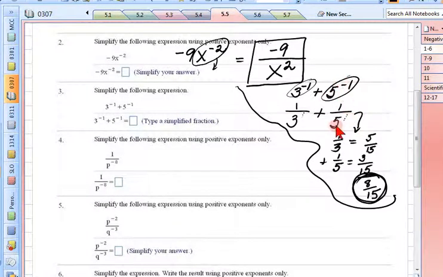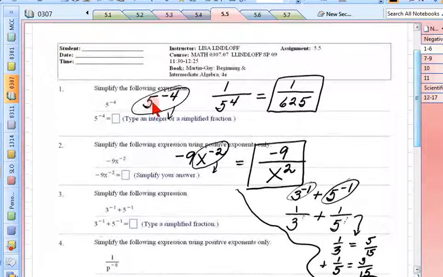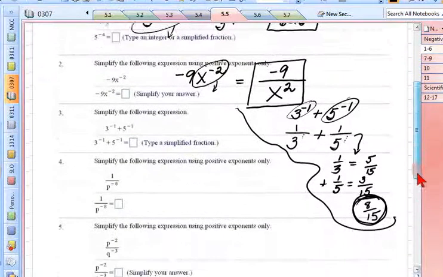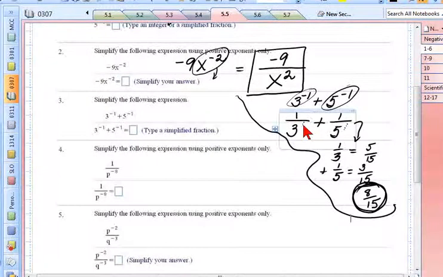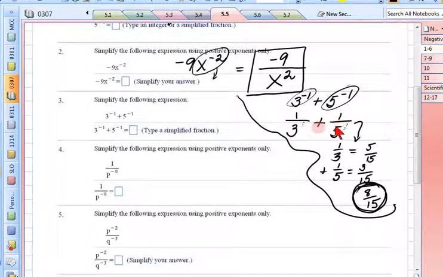When you move it to the bottom and it appears as if there's nothing left on the top, there's really a 1. And I actually even did the same thing on number 1. 5 to the -4. 5 needs to go to the bottom. The -4 became a +4. This one may have looked a little different because it was a 1 as the exponent. And then I had an addition problem to do, and I had to actually go off and do that.